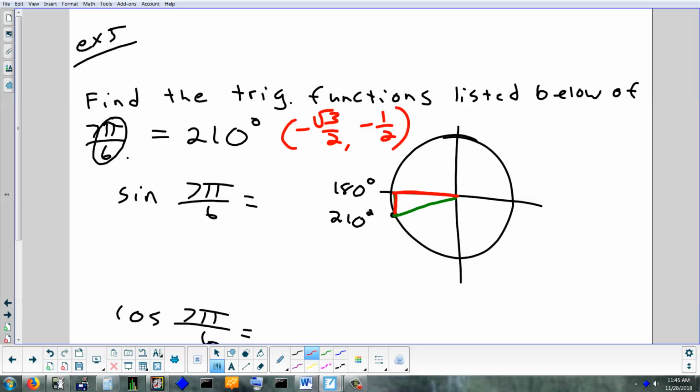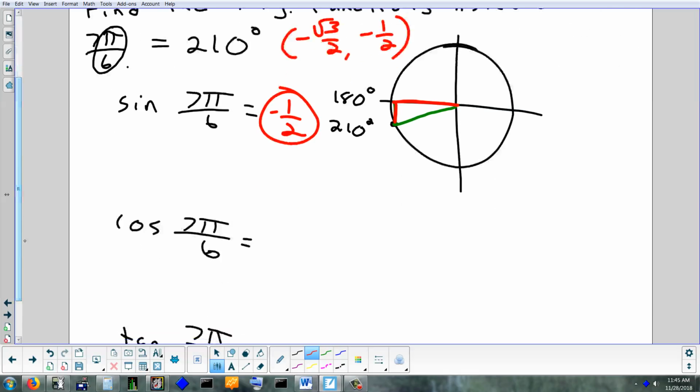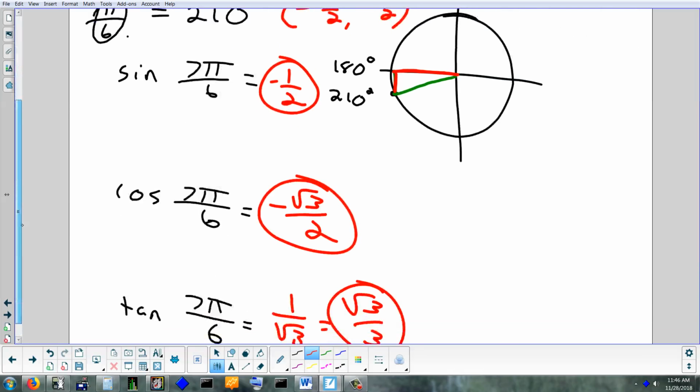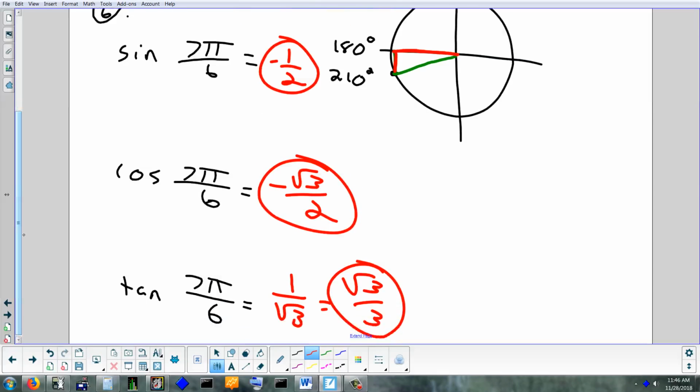And now we can go through the sine, the cosine, the tangent. So there's your sine, cosine, and the tangent. Well, let's see what's going to happen. 2's cancel when you divide. The negatives cancel. But we have to fix that. Root 3 over 3. Yep. All right. Any questions on that?